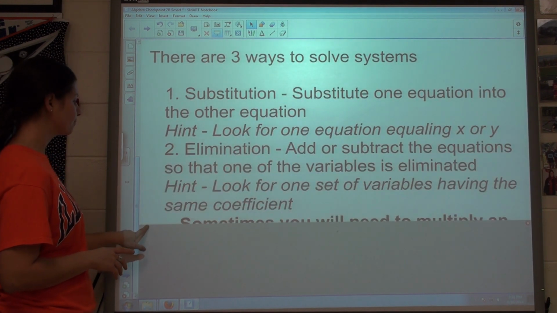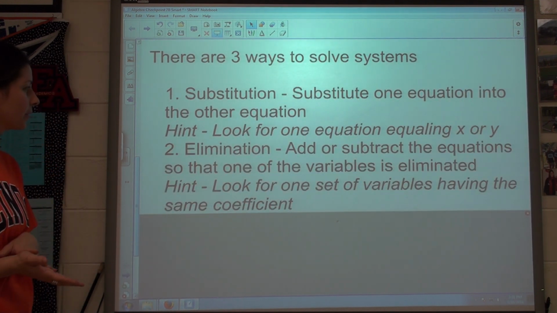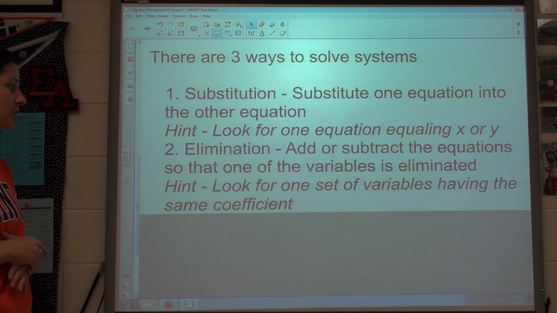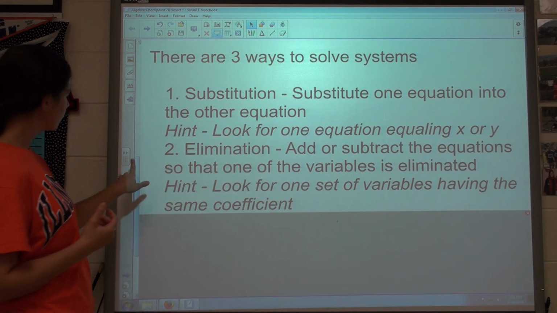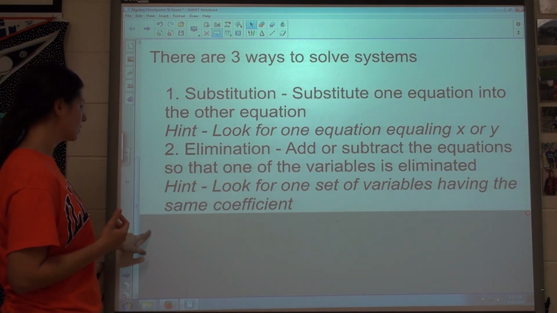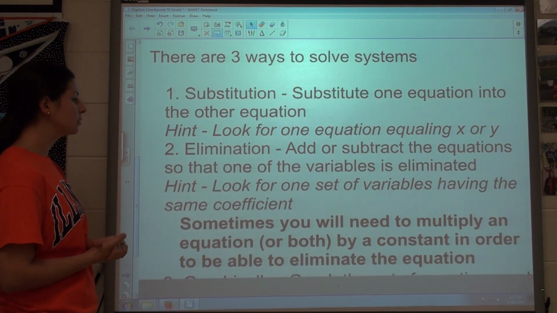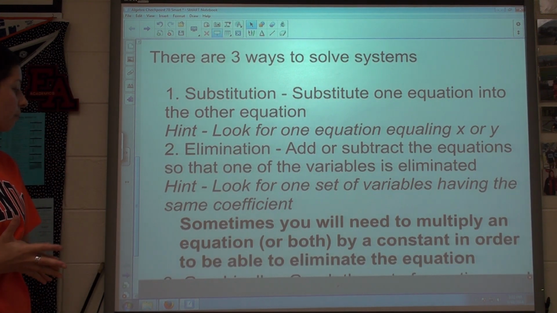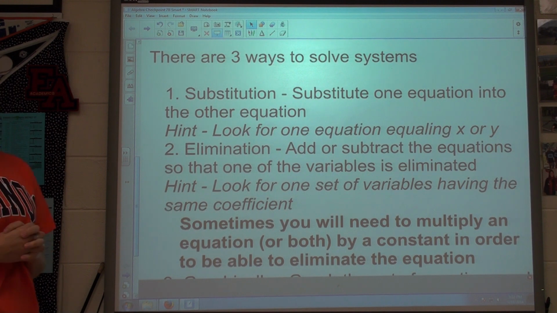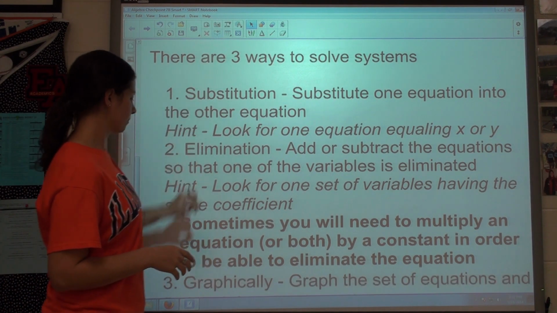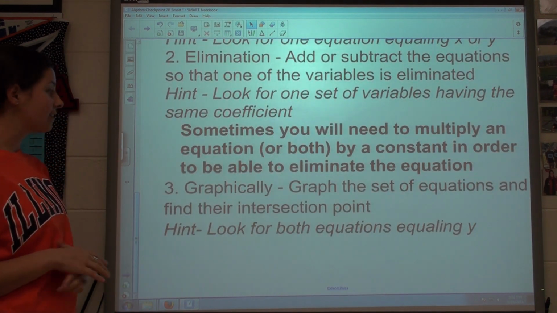The second way is going to be elimination. You're going to add or subtract the equations so that the variable is eliminated. Look for one set of variables having the same coefficient. Please note, sometimes you will need to multiply an equation or both by a constant in order to be able to eliminate the variable. And then the last way is graphically.